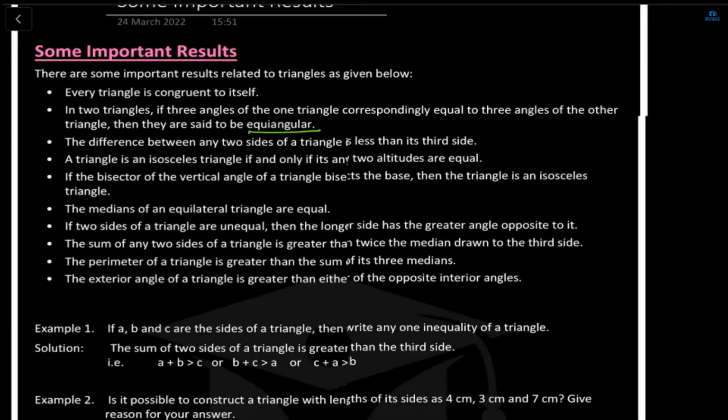The difference between any two sides of a triangle is less than its third side. When you take the difference between any two sides of a triangle, it is always going to be less than the measurement of the third side.